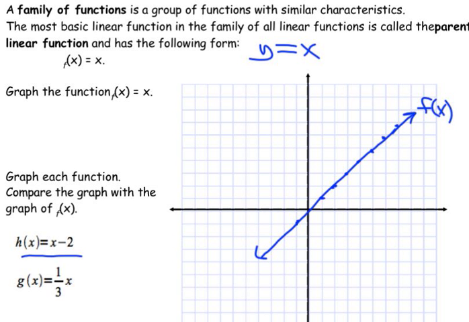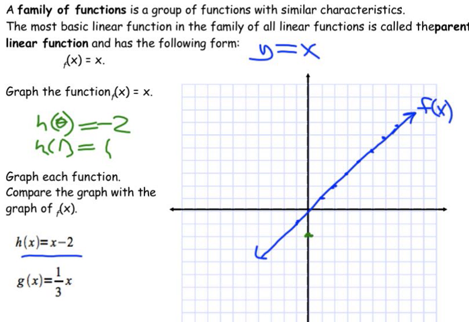Now here, these are going to be a bit different. Graph the function compared to the graph of f of x. So I left f of x up there, so now h of x is equal to x minus 2. So again, I'm going to choose a value of x. So I'm just going to write up here, when x is 0, the value is going to be negative 2. So 0, negative 2. So it's going to go right there.